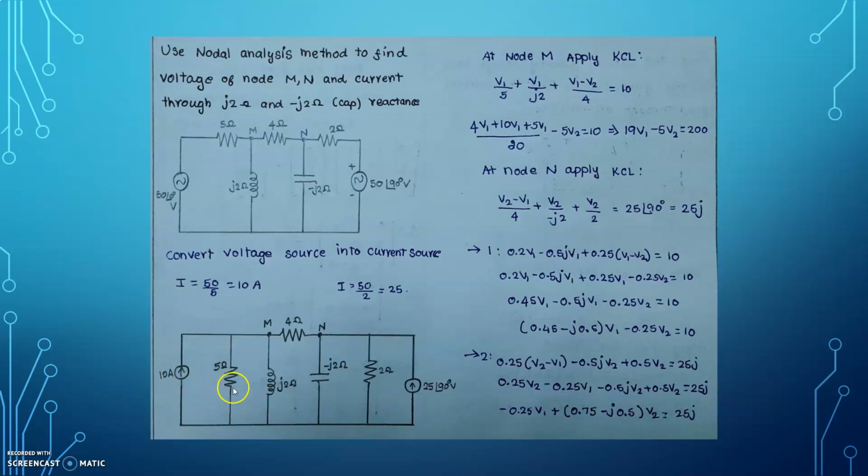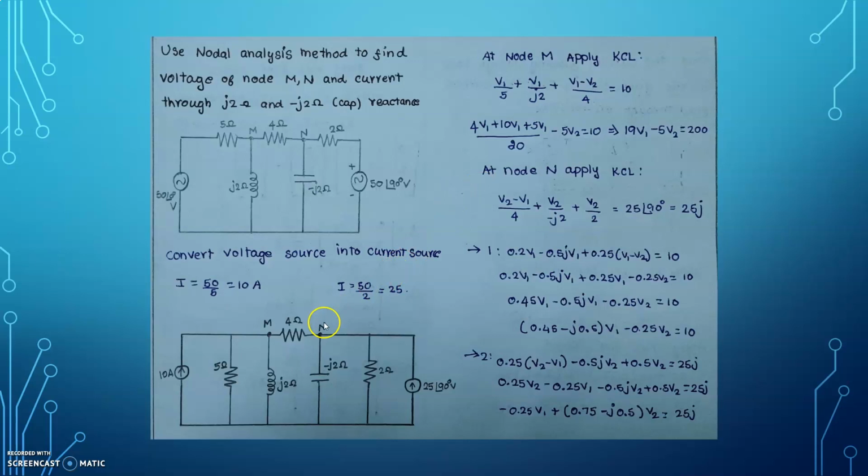So convert this one, and then apply the KCL at node M, here considering this as V1, here this as V2. So the incoming current is 10 ampere. 10 is equal to V1 by 5 and V1 by j2 plus (V1 minus V2) by 4, that is equation number 1. Rearrange this equation, combine V1 and V2 terms and write the equation. So this is equation number 1.